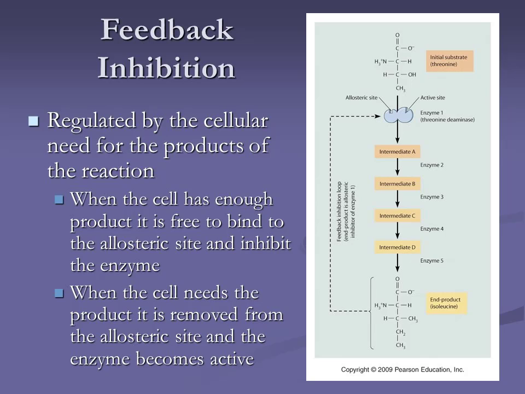So the more isoleucine you produce, the less threonine you're going to start to break down. Does that make sense? I mean, that's smart, right? If you have plenty of isoleucine, is there a need to continually break down threonine? No. But what happens when you start to run low on isoleucine? Now you can no longer inhibit the enzyme. It's going to start back to processing threonine into more isoleucine.